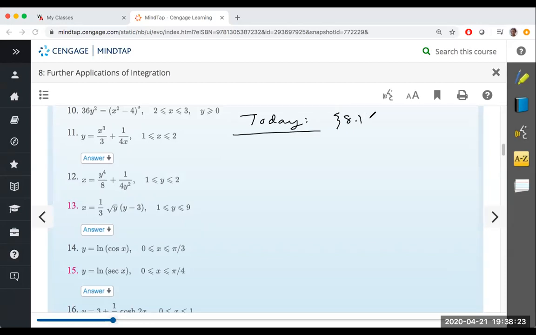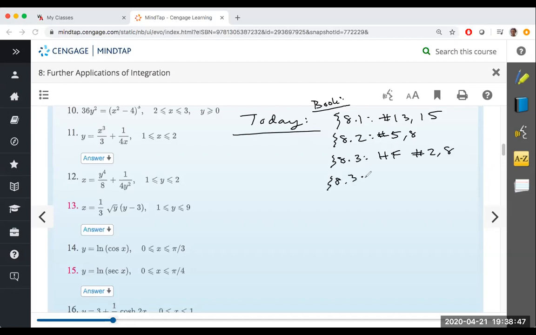But section 8.1, number 13 and 15, these are book problems. Section 8.2, 5 and 8. Section 8.3, there's going to be the hydrostatic force portion, which is number 2 and 8. And section 8.3, the center of mass and centroid part. Centroid, which will cover problems 23 and 29.